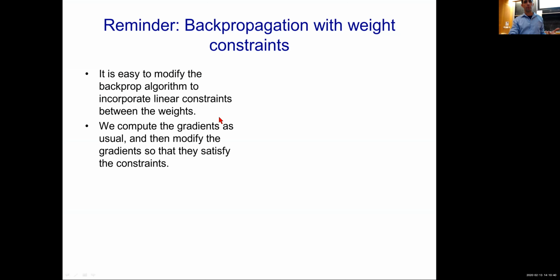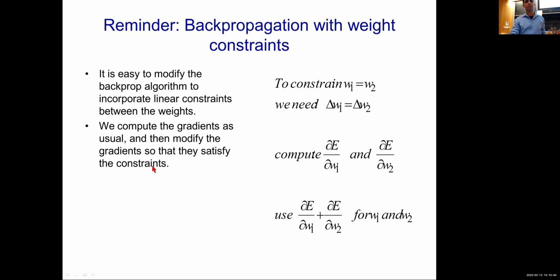Linear constraints between the weights. We compute the gradient as usual, and then modify the gradient so that it satisfies the constraint. The delta of our loss function, the delta for our weights, and then we can constrain them to be the same across all time steps. So you don't have to take the derivative separately for each weight. You can actually couple the weights.